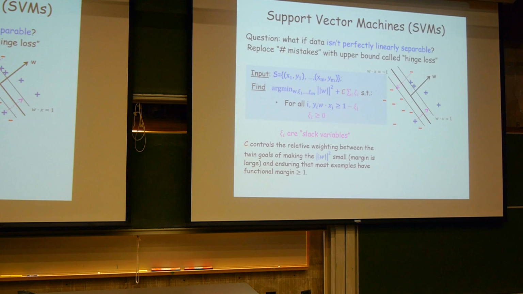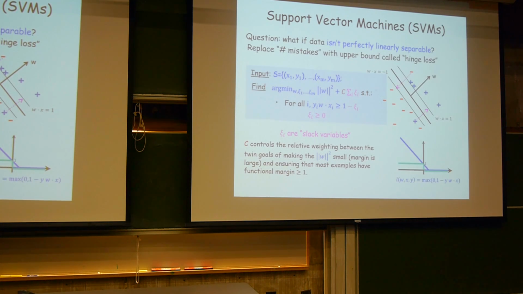And again, as I discussed earlier, I'm going to trade off these two objectives. The first part is trying to minimize the norm of W squared, which is equivalent to maximizing the margin, as we discussed. The second part is ensuring that most of the examples have a large functional margin. So I'm going to have a constant C that will trade off between these two potentially contradictory objectives.